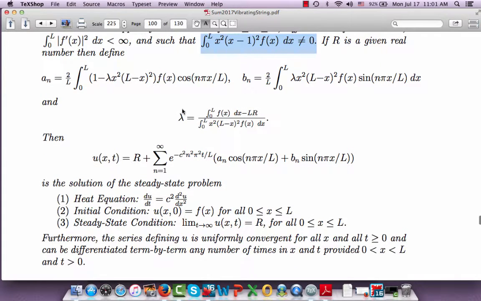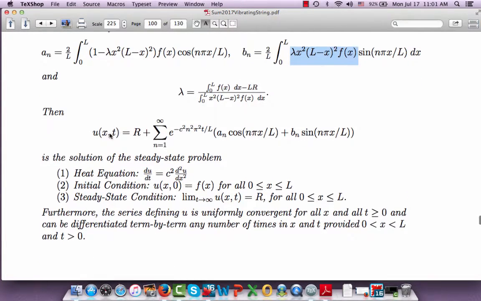So once we're given all the information, we can compute this lambda, which allows us to construct our functions f sub c and f sub s. And then once we have those functions defined, we can actually get formulas for a sub n and b sub n, and then we just have our solution here, where r is the room temperature, and that's a steady state temperature.